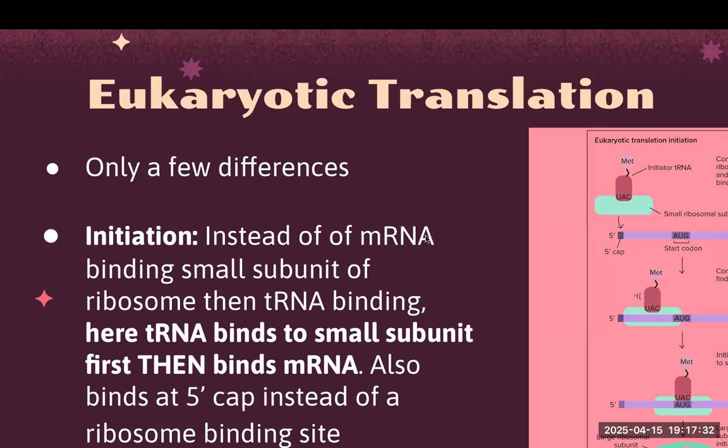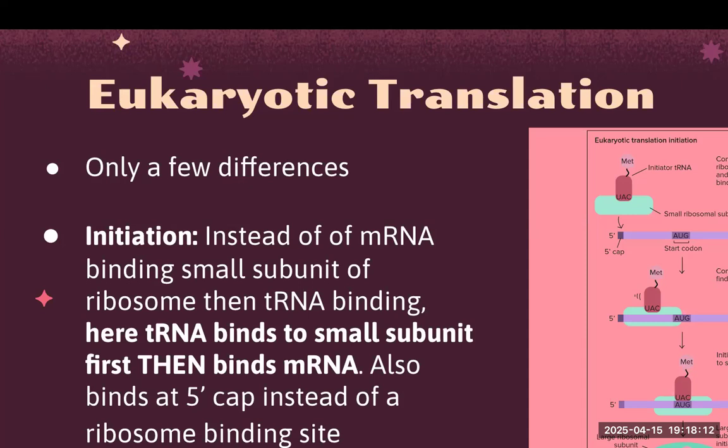Eukaryotes, same idea, but the differences are all in initiation. So in that first step, instead of the prokaryotes, like we talked about, where it's the mRNA binding to the bottom small subunit of the ribosome, then the tRNA binding, then the top subunit, in this one the tRNA binds to the small subunit first, and then all that binds to the mRNA. And here, instead of binding at the start codon, it's going to bind at the 5' cap. Does that make sense to everyone?